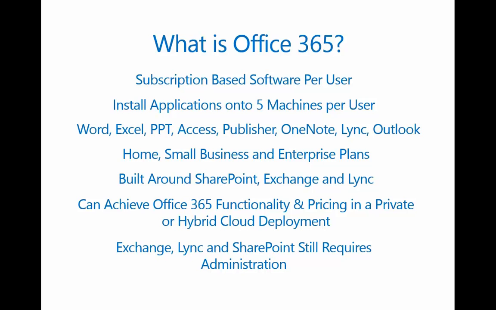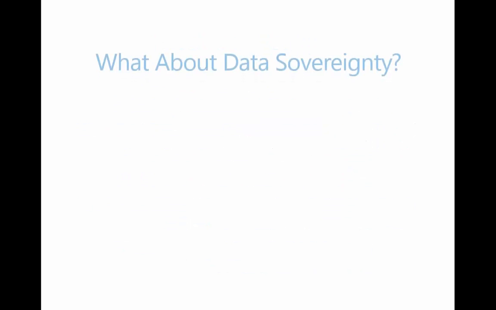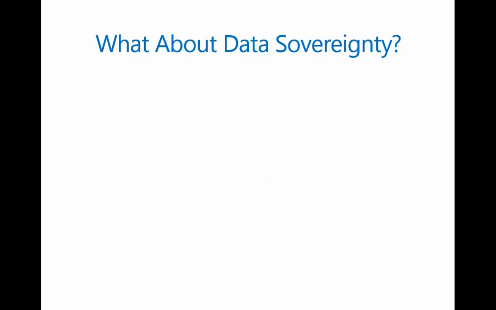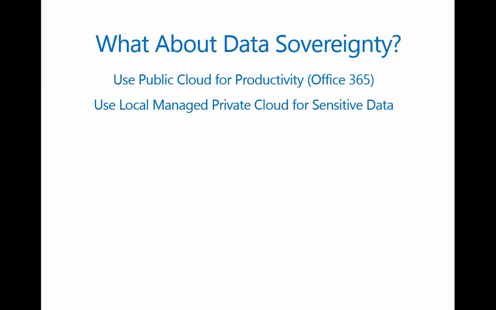Now on to data sovereignty, which is quite a big question in people's minds, and how you actually address it and manage it. Here are my first couple of tips. Use the public cloud for productivity with Office 365, and that means basically your email and your Office apps. That doesn't mean putting your SharePoint or file store up in Office 365. That means just having email up there.